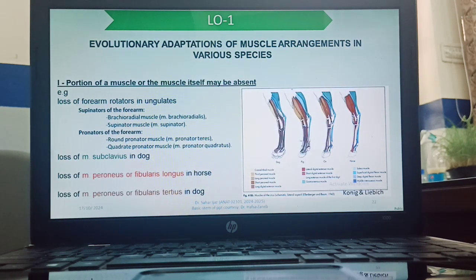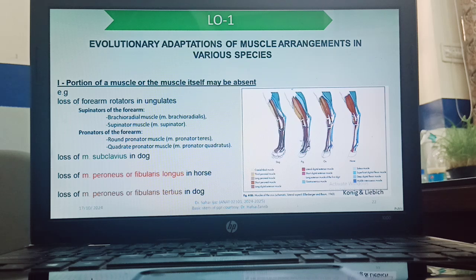First would be that a portion of a muscle or the muscle itself may be absent. When we look at different species, dog, ox, horse, and we pay attention to the evolutionary adaptation of muscles, we see that forearm rotators are lost in the ungulates, in the hoofed animals. Then we see that the subclavius muscle, which is one of the pectoral muscles, is not present in dog. It is present in goat and it is present in horse as a functional structure, but absent in dog.